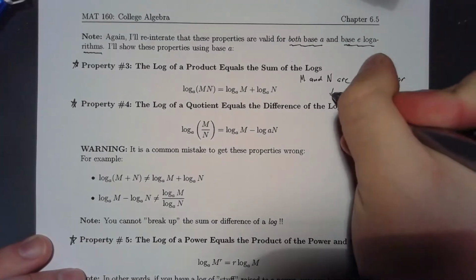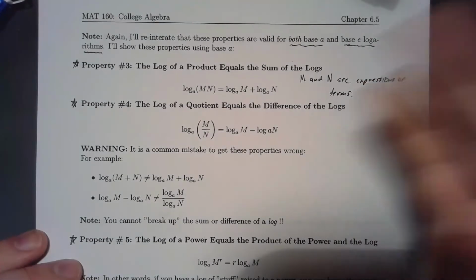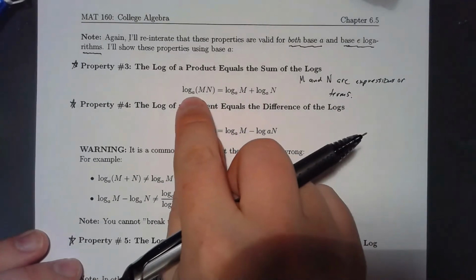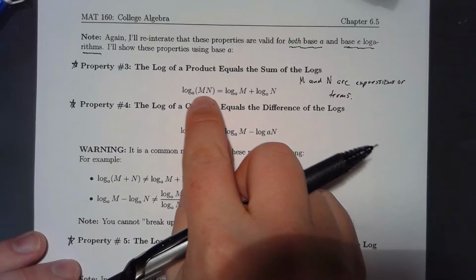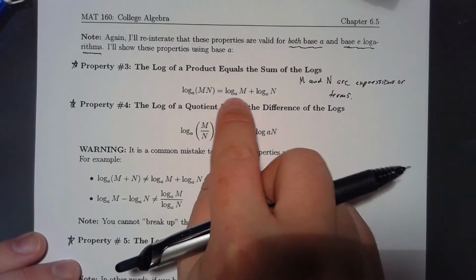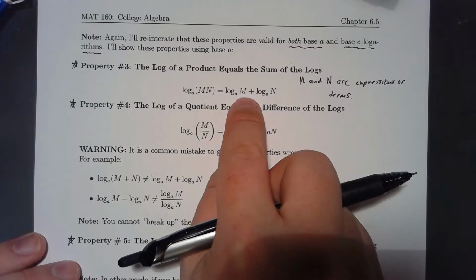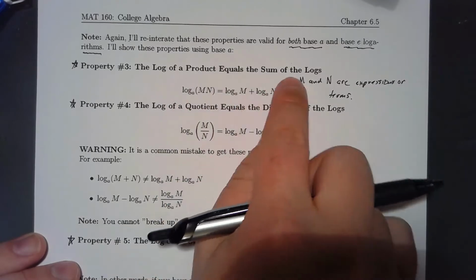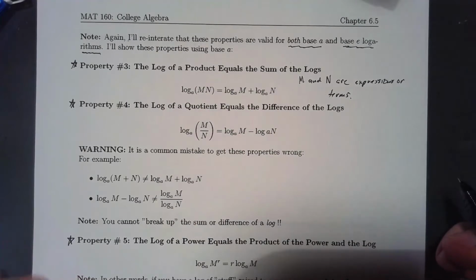Or terms. M and n could be anything. They could be expressions, terms, polynomials, whatever. If I have a log of a product, so that means m times n is in the logarithmic function, I could write it as log base a of m plus log base a of n. The log of a product equals the sum of the logs. All right?